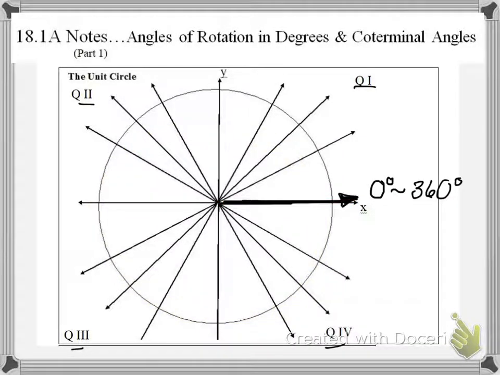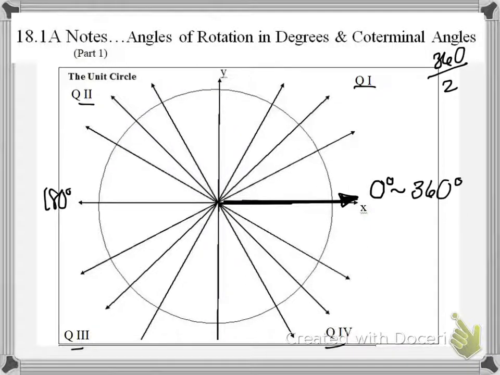I changed that initial ray to black instead of red because I'm going to use different colors to mean different things throughout this chapter. So if I go 0, 360, I could say, what if I took 360 divided by 2? That'd be 180 degrees. I think you remember from last year that a straight angle, an angle whose beginning and ending rays form a straight line, is 180 degrees.